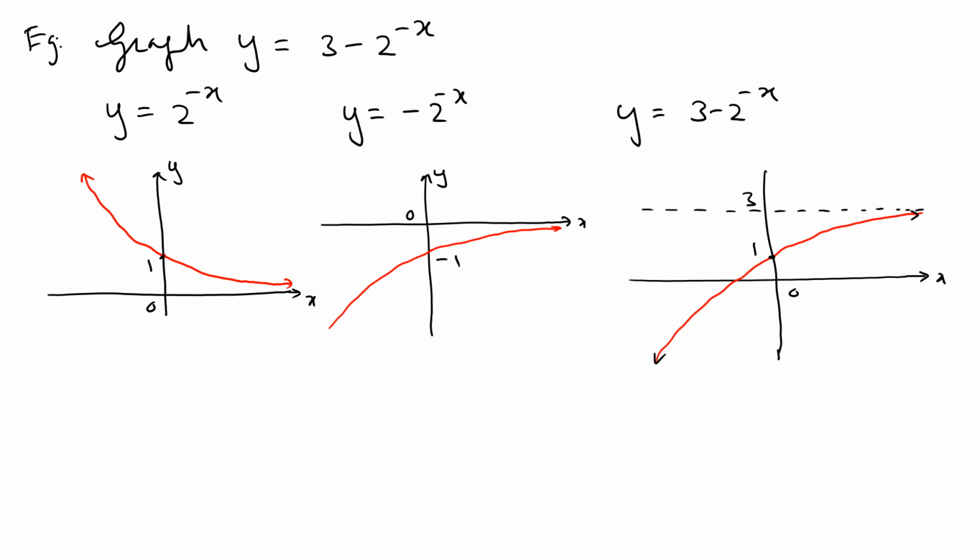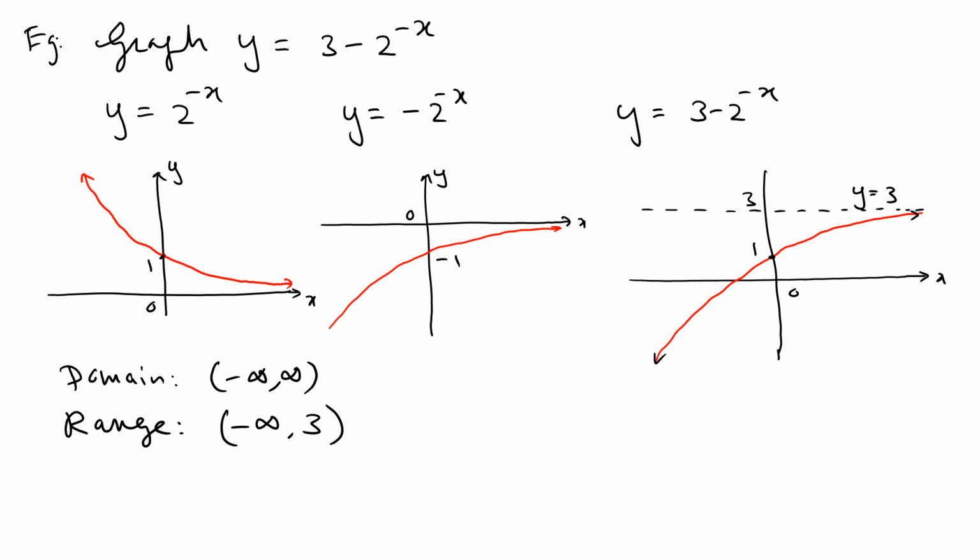So if you look at the domain of this function, you can see the domain is negative infinity to positive infinity. The range goes from negative infinity all the way up to 3, excluding 3. You can see that you never get the value 3 because that's the asymptote. So this is y equals 3, which is an asymptote.